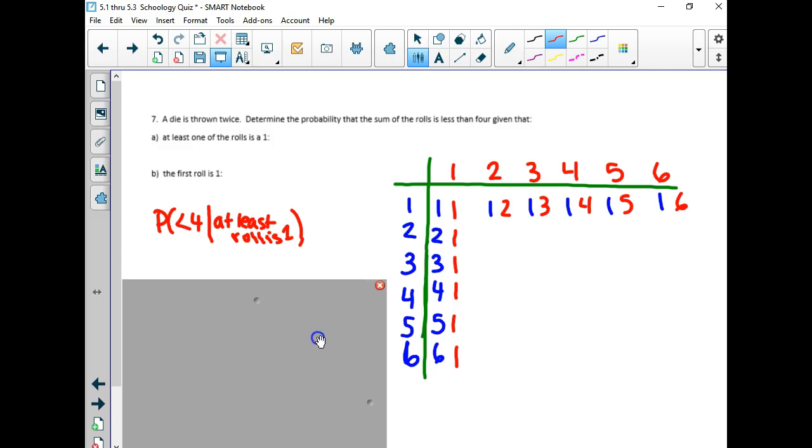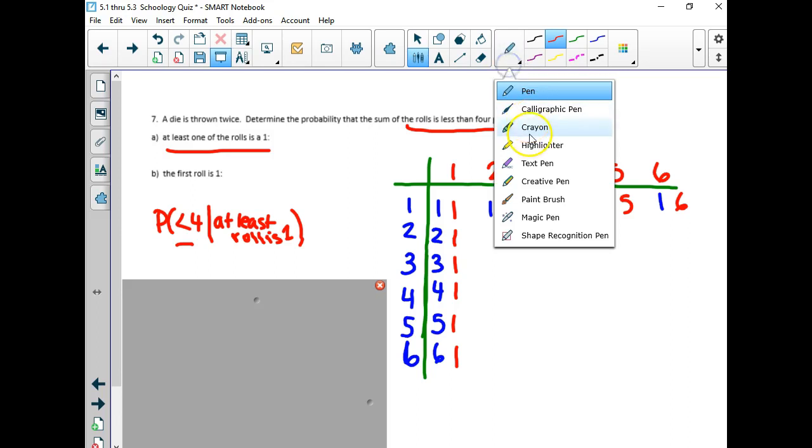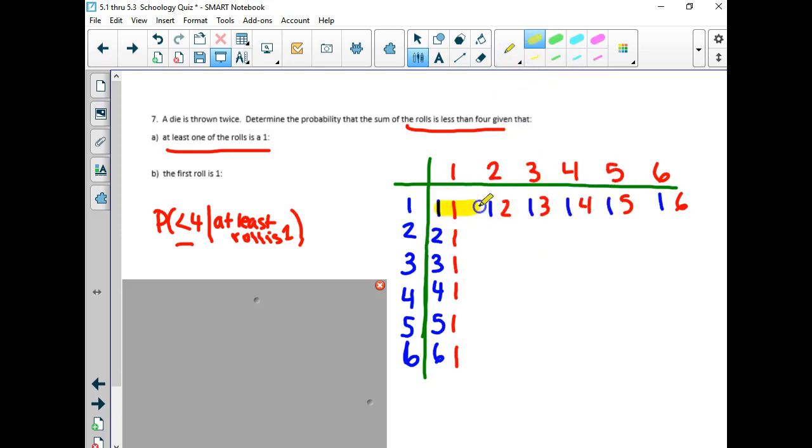The probability that at least one of the rolls is a 1. That's the given, because it says, what's the probability the roll is less than 4, given at least one of the rolls is a 1. At least one of the rolls is a 1 is right here. This is one option to get at least one of the rolls being 1, and also right here.